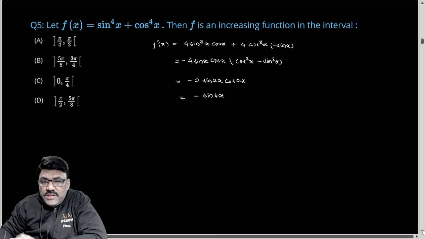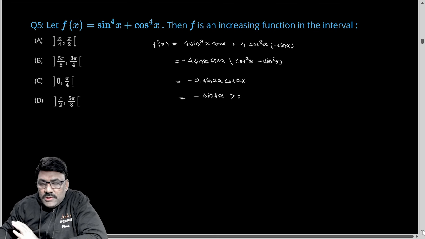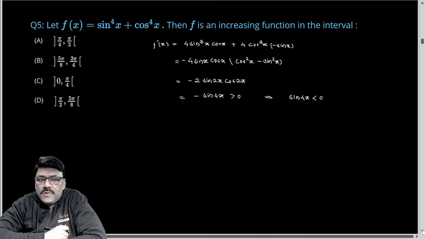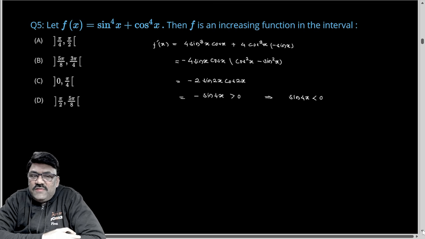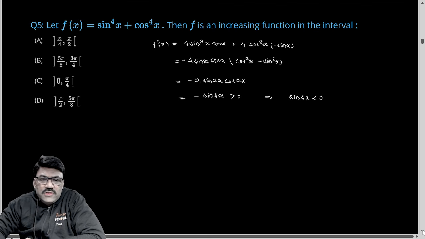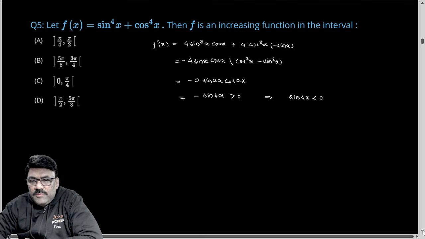And your function should be increasing, so this derivative should be greater than or equal to 0. Now minus sine 4x is positive, means sine 4x should be negative. So your function will be increasing if sine 4x is negative. And you can check in which option out of A, B, C, D sine 4x will be negative.